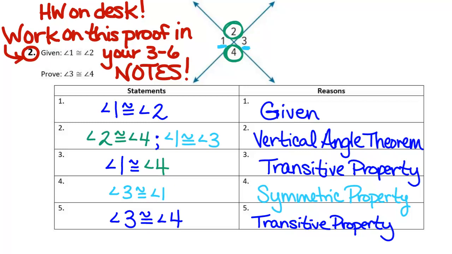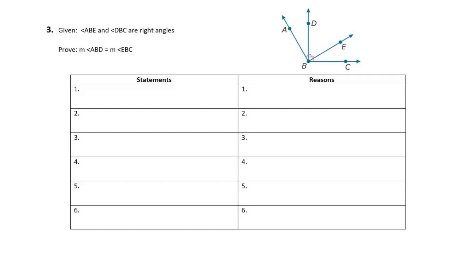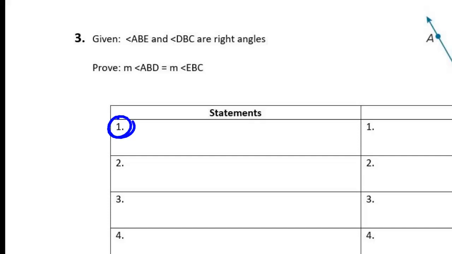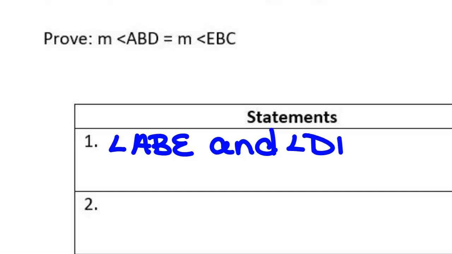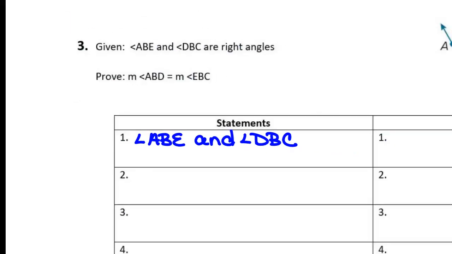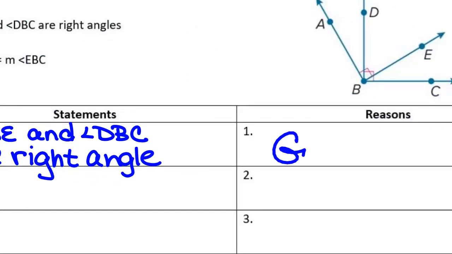Let's do number 3. Oh, there's a lot going on in that picture. Let's ignore the picture for just a second. What should I put as my very first statement? Absolutely. Angle ABE and angle DBC are right angles. My reason for that is absolutely because it was given to us.